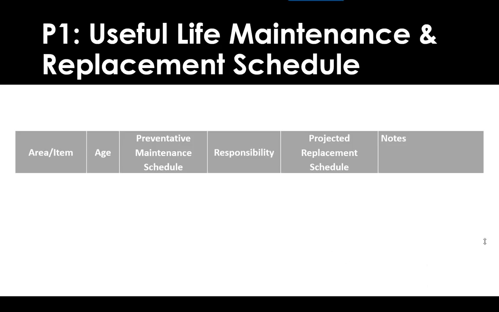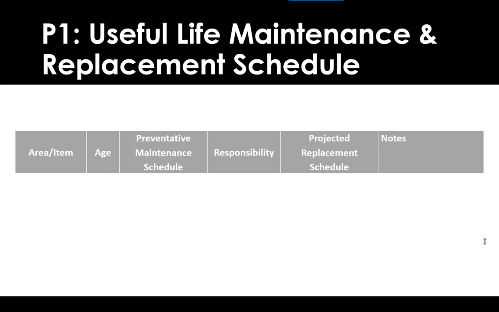So starting out with part 1, we've got the useful life maintenance and replacement schedule. And this is a lot of words to describe something that I think is actually pretty basic. What we're looking at is taking a look at each of the major components of your building. Let's take your roof, for example.